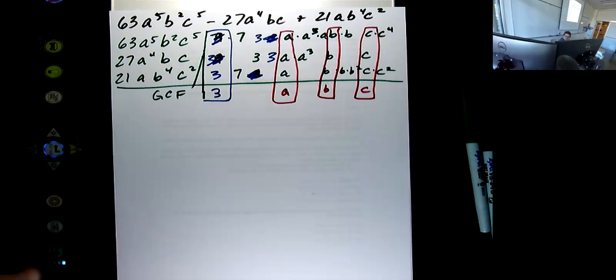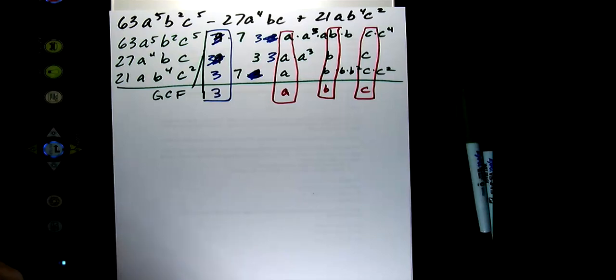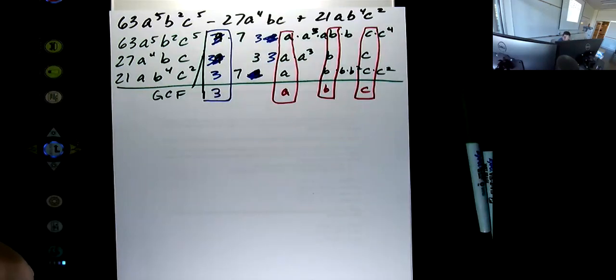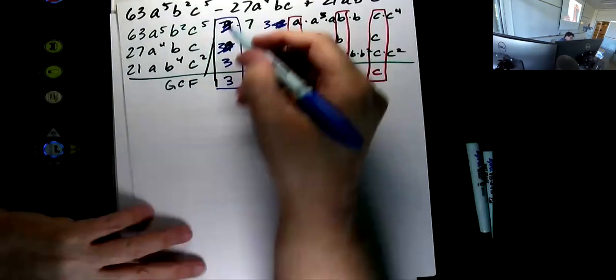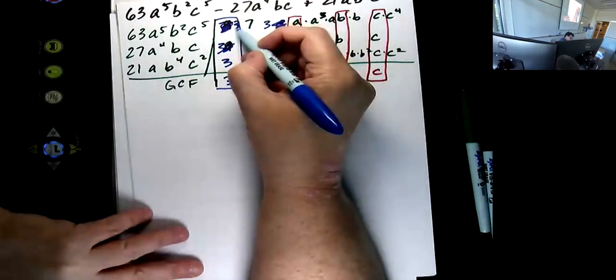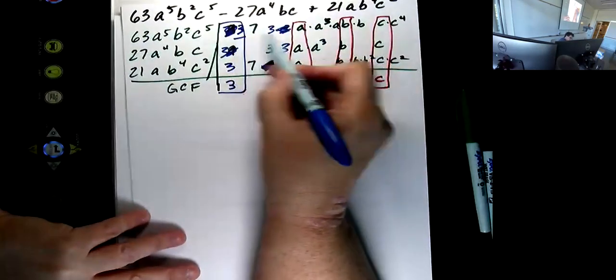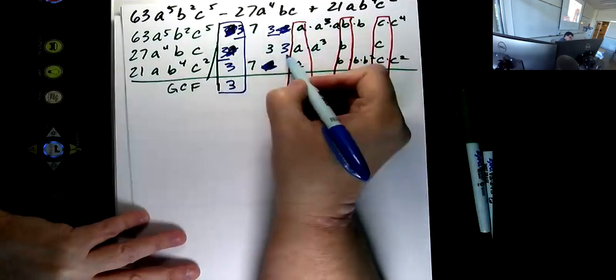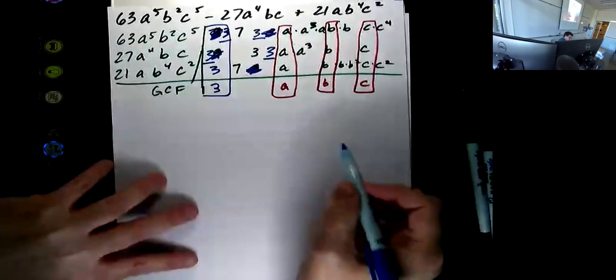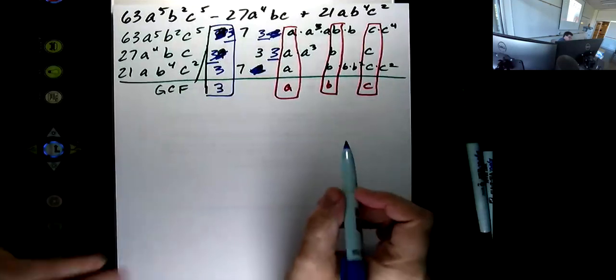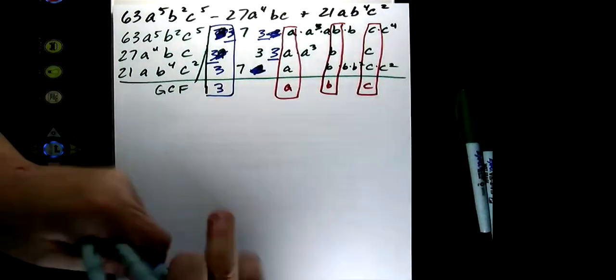You guys see that online? The 9 wasn't broken down enough. They all had a 3 as a factor. So this is a 3, this is a 3. So my 9 is those two threes. So 63 would have been 3 times 3 times 7.